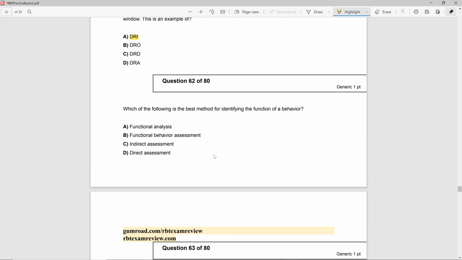But the question is asking what's the best method? And the best method for identifying the function of a behavior is a functional analysis. Now, as an RBT, and for the RBT exam, you don't need to know a lot about functional analysis. Just understand that it's the most powerful assessment for identifying the function, and it involves actual manipulations of antecedents and consequences, okay? So you might help with the functional analysis every now and then, but for the exam, just know it's the most powerful form of assessment for identifying the function of a behavior.